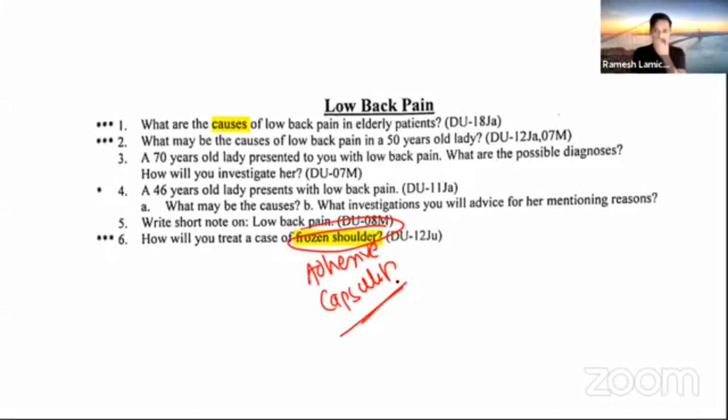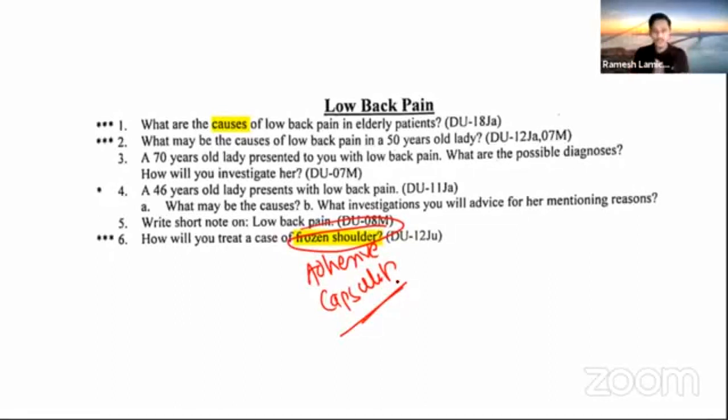What happens in this disease is there is some kind of inflammation process, and the capsule becomes inflamed and attaches like glue to the humeral head and glenoid cavity. So the shoulder movement is restricted. Usually internal rotation and abduction are the first movements to be restricted. Remember this.